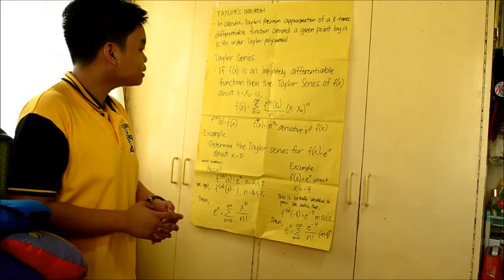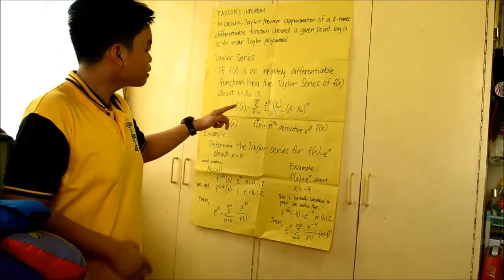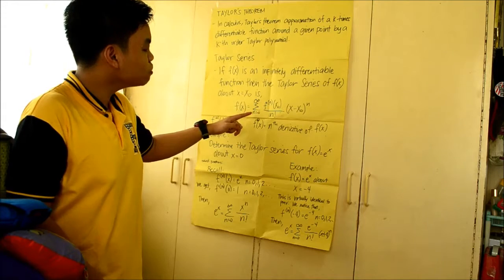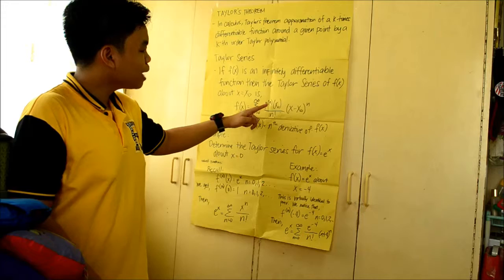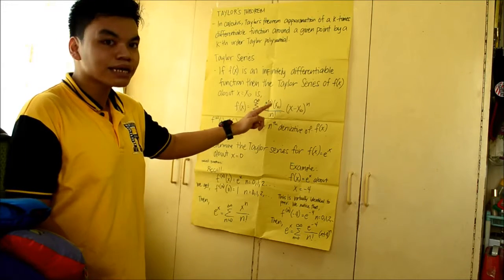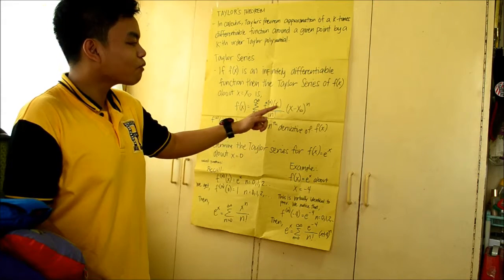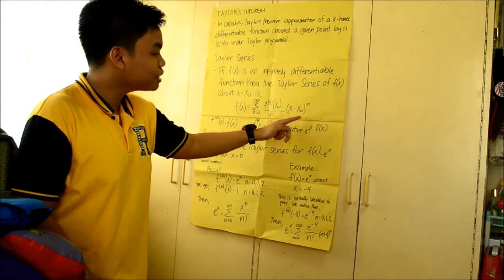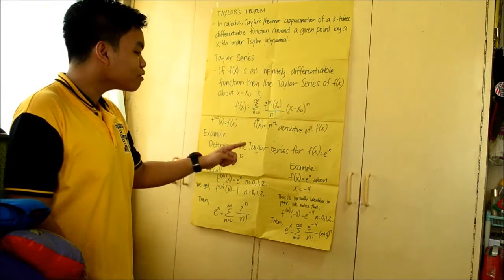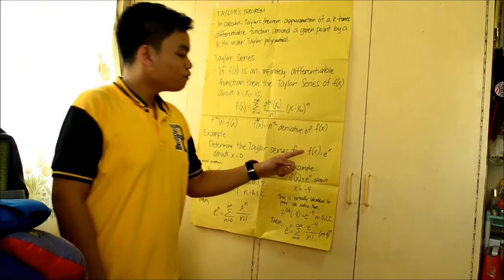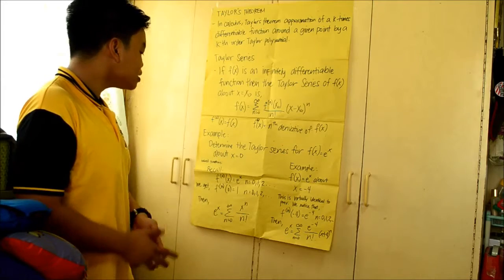x about x equals x sub 0 is f of x equals the summation, n equals 0, f raised to n of x sub 0 over n factorial times the quantity x minus x sub 0 raised to n. Example: determine the Taylor series for the function f of x equals e raised to x about x equals 0.